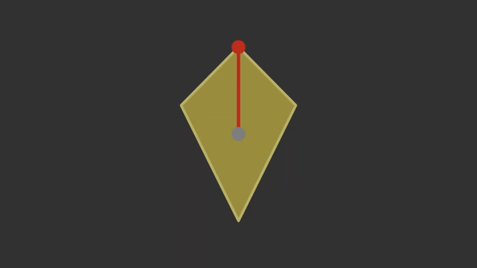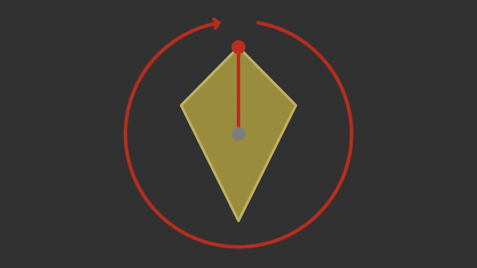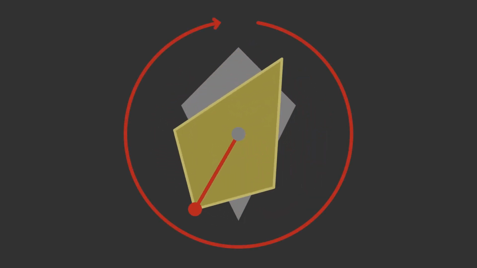A kite has no rotational symmetry. It must be rotated by a full turn before it maps back onto itself.